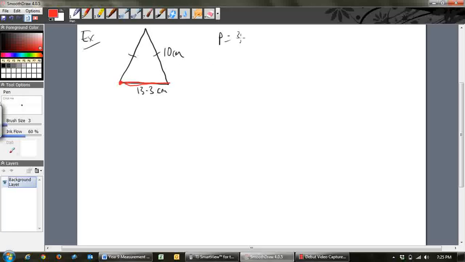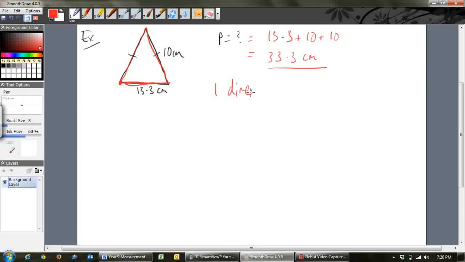Let's go around. So how long is this side here? Well, that's 13.3. How long is this side here? Well, that's 10. So we're just adding them all up. And lastly, how long is this side? Well, this little dash here says that this side is the same length as that side, so that'll be 10 as well. Add them all up and you get 33.3, and we're in centimeters, so it's centimeters, and that's it.